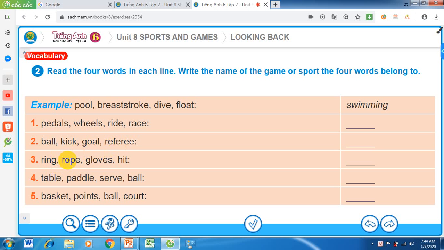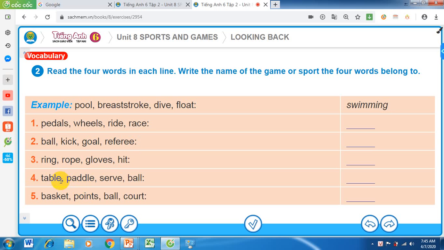Number 3: ring, rope, glove, and hit. Yeah, ring. It is a place for boxing, for example. It has got 4 sides. When you go to the ring, you are ready for fighting. Yeah, rope. There are some ropes around the ring. And gloves. You wear gloves on your hands when you do this sport. And hit means you fight the other. So it is boxing, of course.